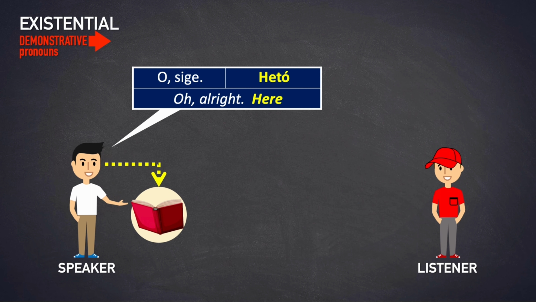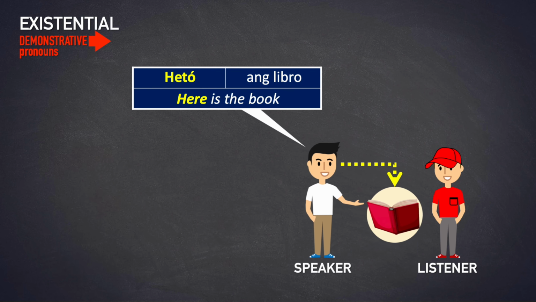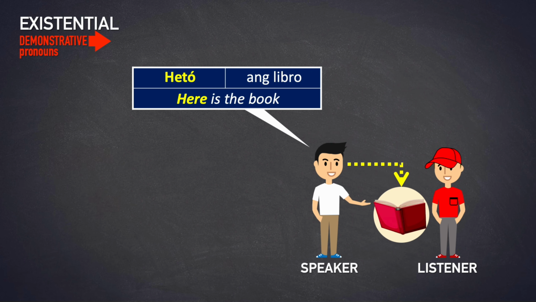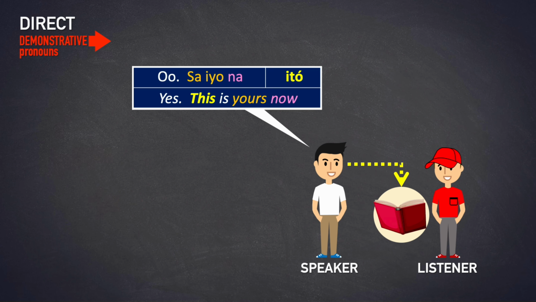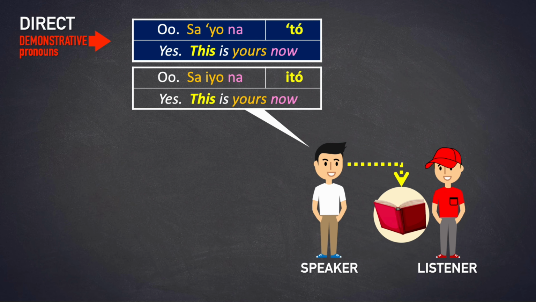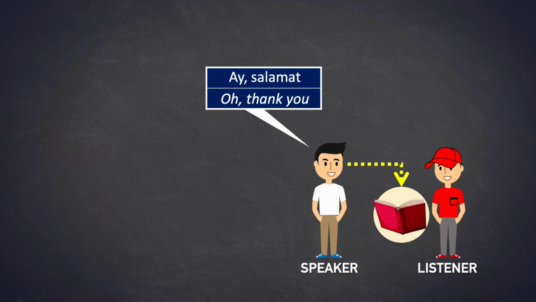O sige, heto. Oh, all right. Here. Heto ang libro. Here is the book. Do you still remember how existential pronouns work? Talaga? Really? Oo, sa iyo na ito. Yes, this is yours now. If you wish to use the colloquial version, you can say, oo, sa'yo na to. Yes, this is yours now. Ay, salamat. Oh, thank you. Ayos ba? Are you getting the sense of how Tagalog demonstrative pronouns are used?